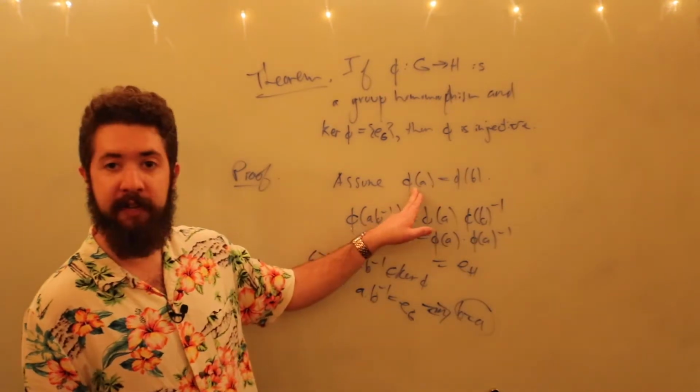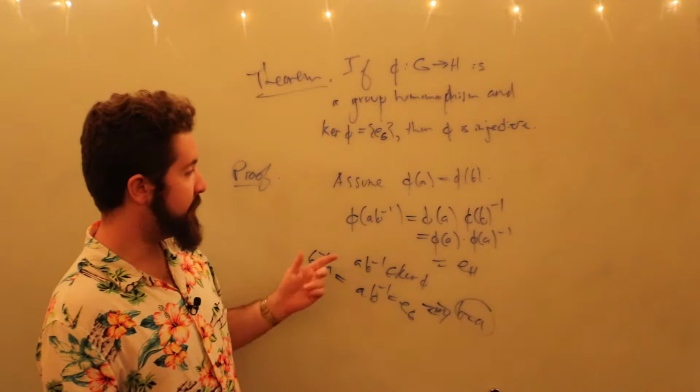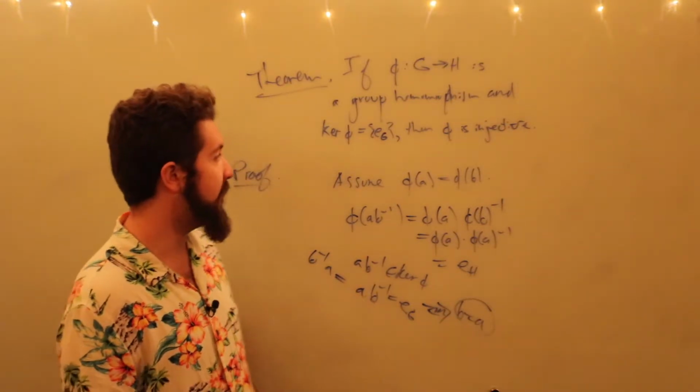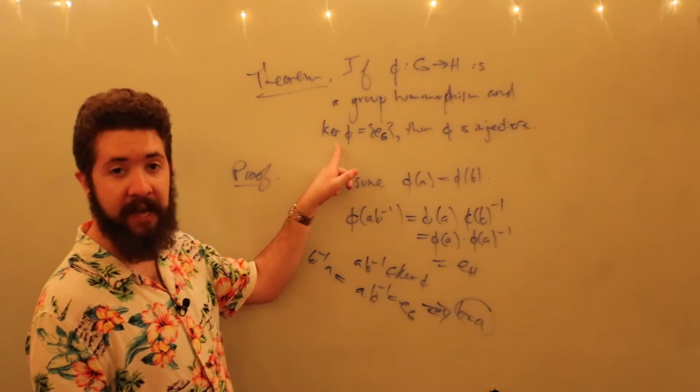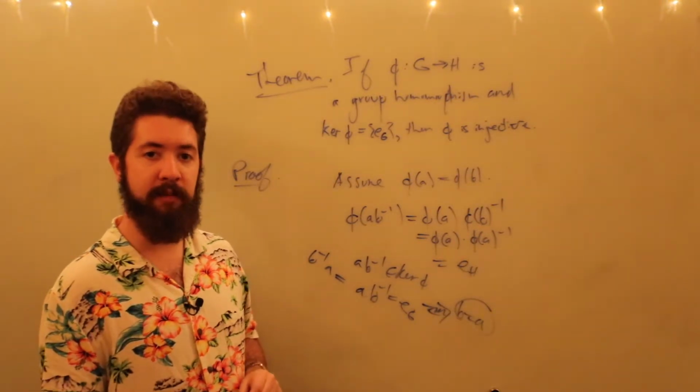So we have that phi of A is equal to phi of B for a group homomorphism from G to H implies that B is equal to A, together with the fact that the kernel of the group homomorphism is just the identity element.